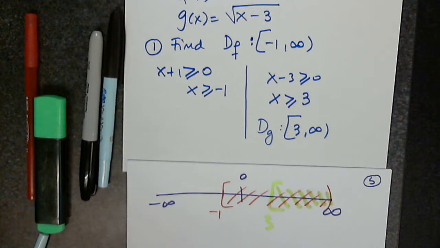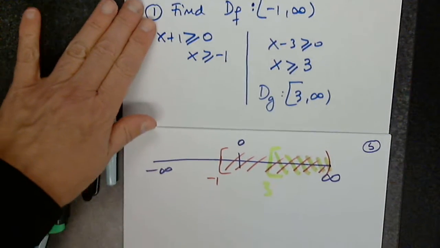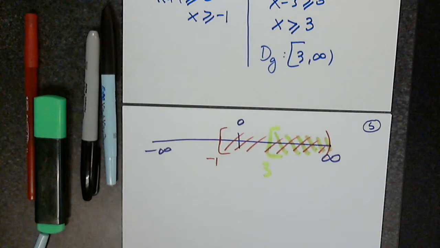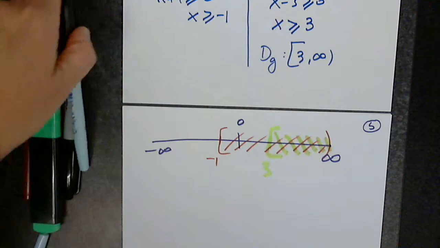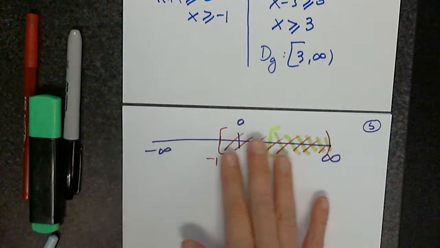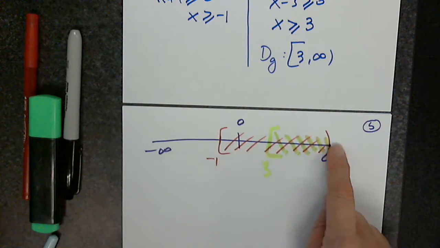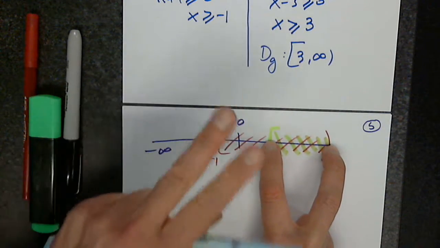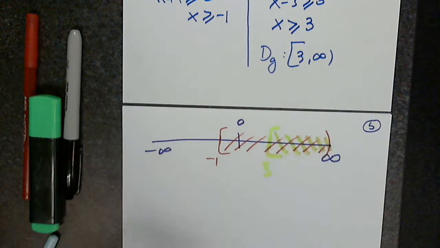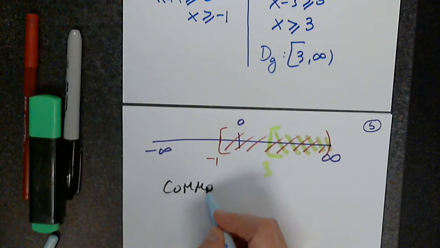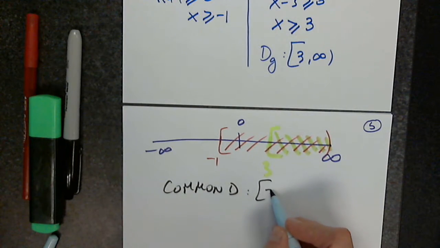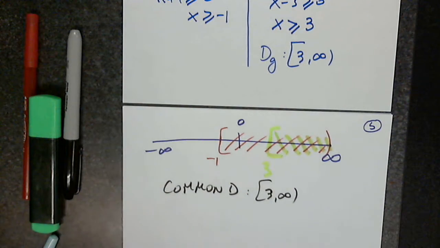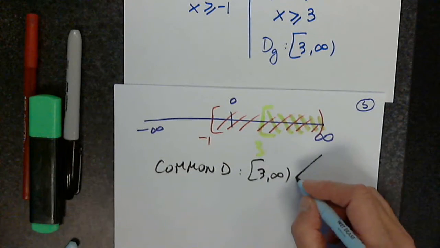Now I need to find the domain that is called the common domain, where both functions exist at the same time. So if I want to create the sum, difference, product, and ratio, that's where I have to pick numbers from. Do you all see? Exactly where I have both colors, red and green are in here. This is the only territory for which both functions exist at the same time. So then the common domain is 3 to infinity.